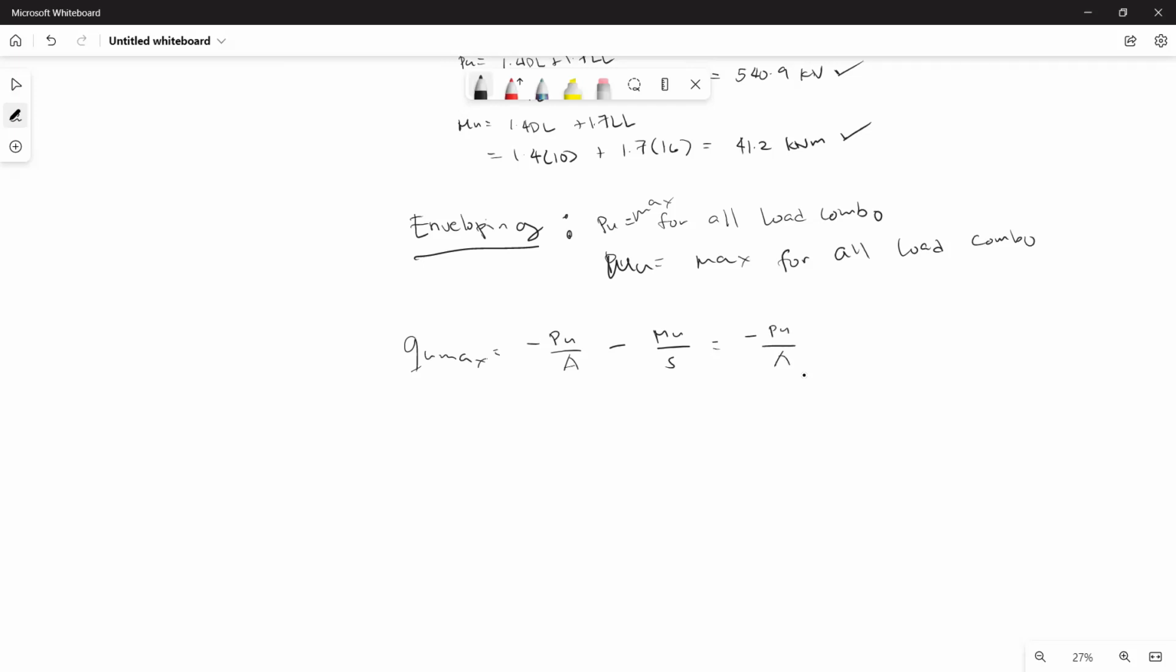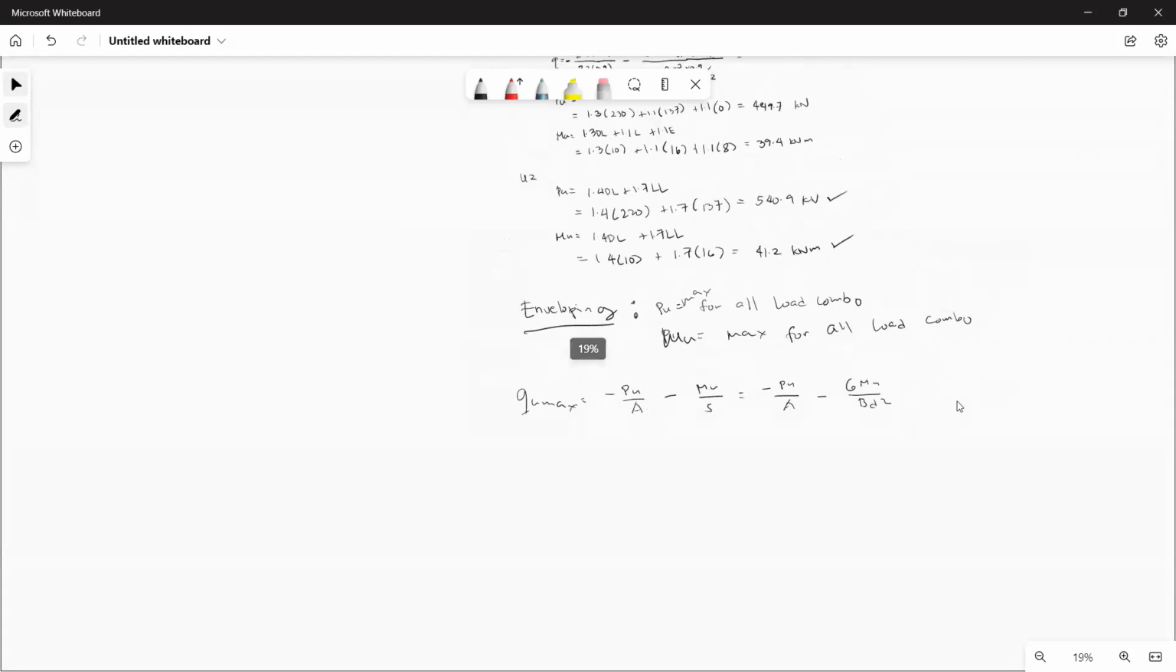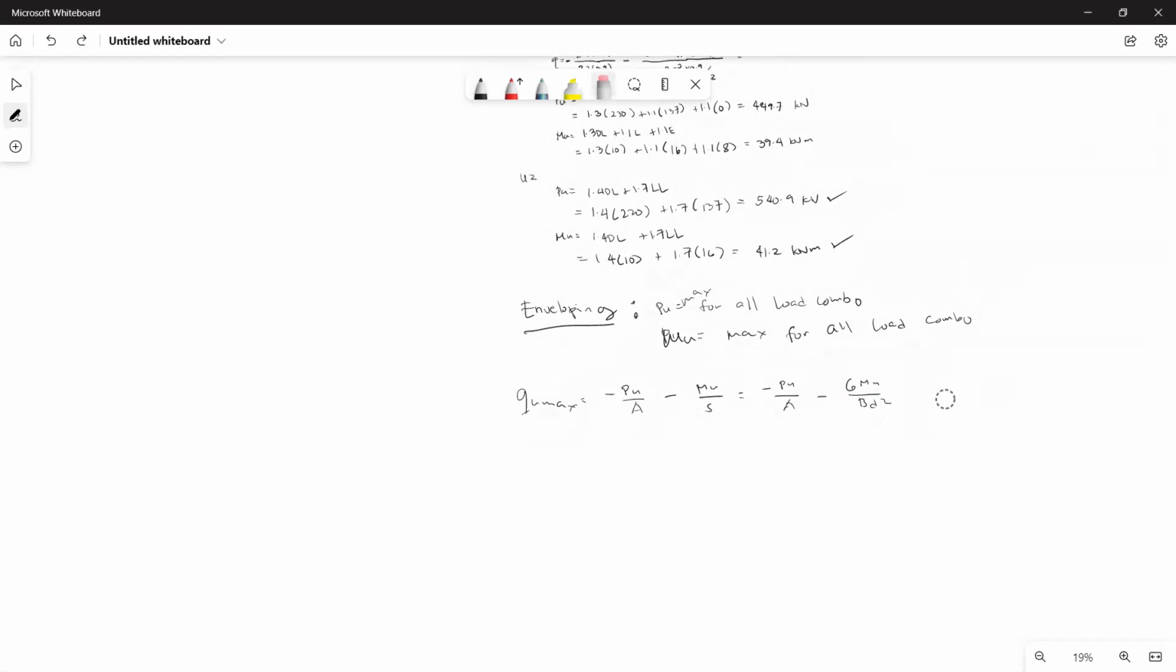Negative PU over A, then 6MU over BD squared. But this is not always BD squared. It depends on where your stability is. You might always use BD squared, or always BL squared, so you might get confused with the D. So it is better to use a different notation: BL squared.